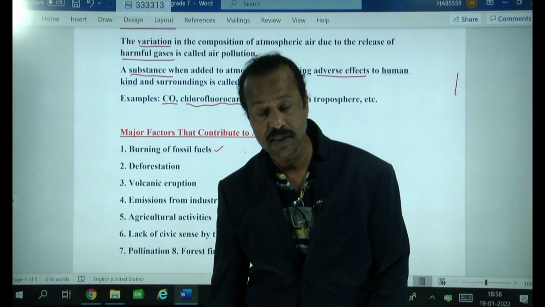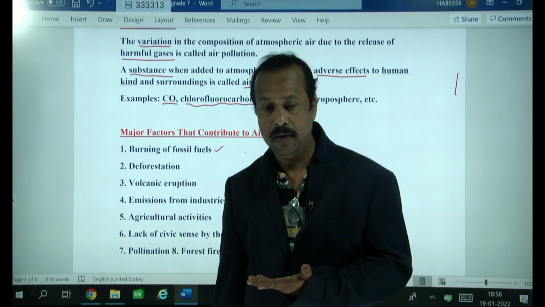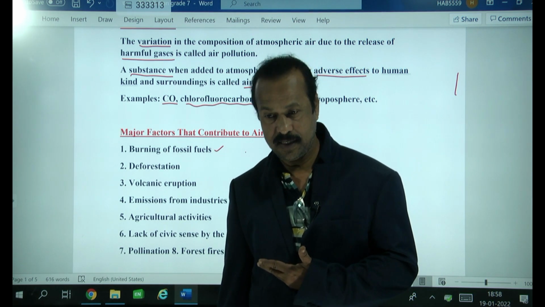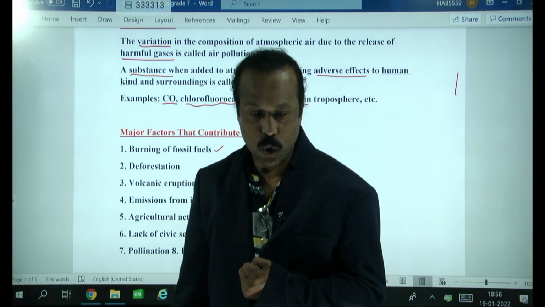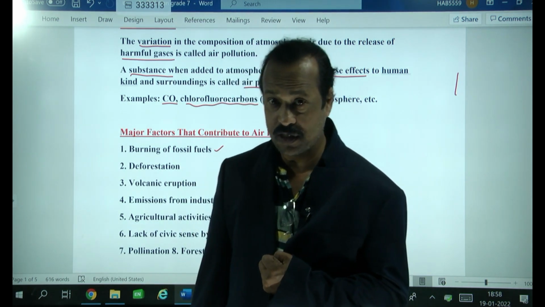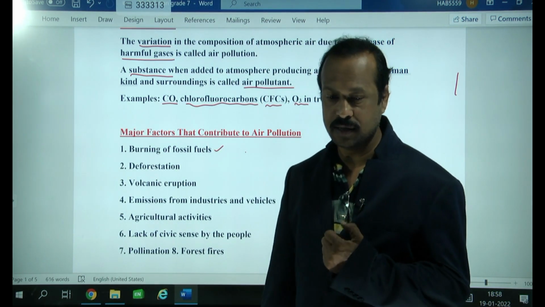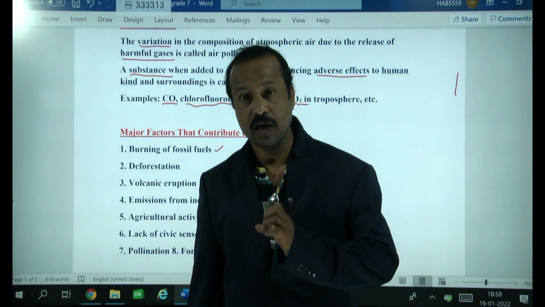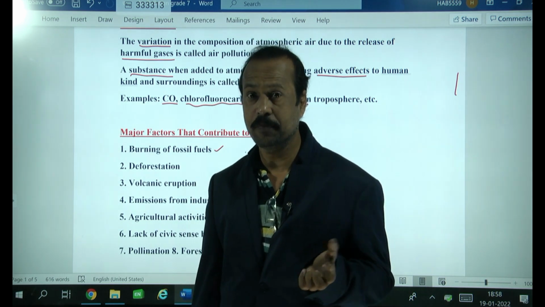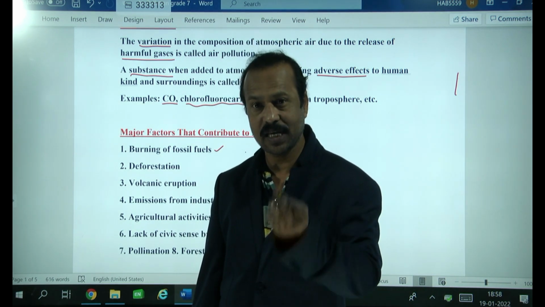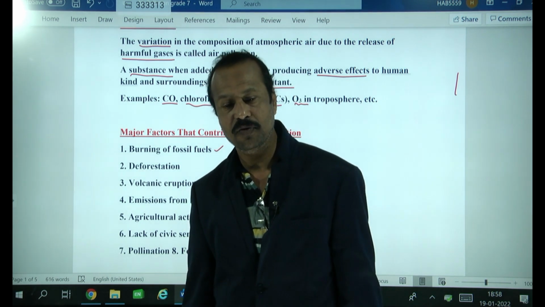What are the fossil fuels? Fossil fuels mean coal and petroleum. Petroleum has many compounds in it. When you refine the petroleum, we get petrol, diesel and kerosene, all of which come under petroleum products only. So these are called fossil fuels.